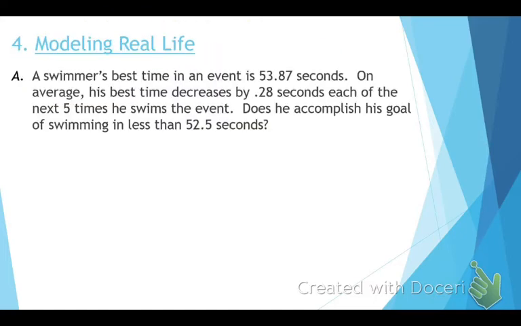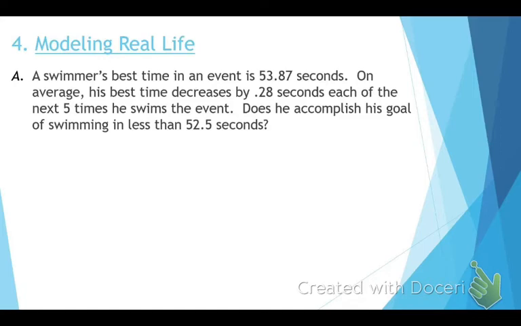Let's flip the page to our modeling real life problem. You'll see here we've got 3 examples of modeling real life, and you're going to need to know and understand the concepts of all 3 of these for your quiz and test next week. A swimmer's best time in an event is 53.87 seconds. On average, his best time decreases by 0.28 seconds each of the next 5 times he swims the event. Does he accomplish his goal of swimming in less than 52.5 seconds?